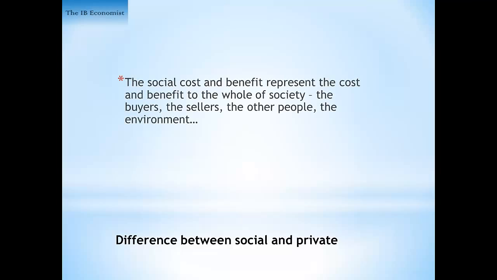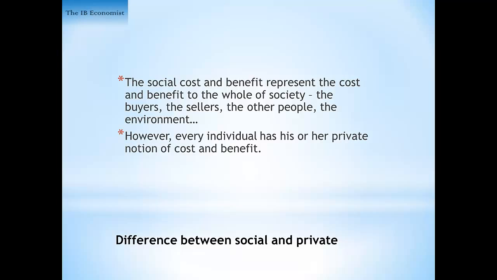So formally, the social cost and benefit represent the cost and benefit to the whole of society. That includes the buyers, such as Mr. Yellow, the sellers, such as Mr. Green, the other people, such as Mr. Red, but also features something like the environment. It is part of our society and we should understand it as such.